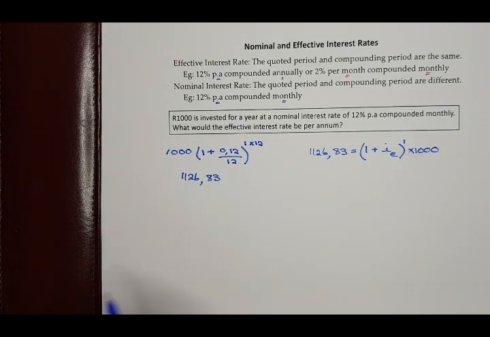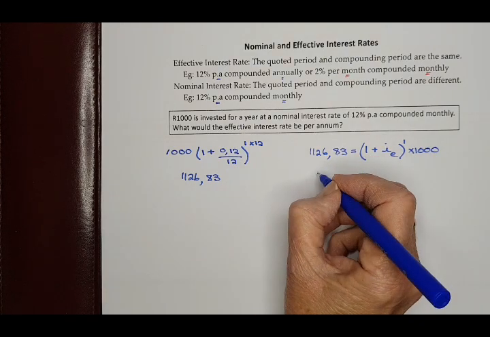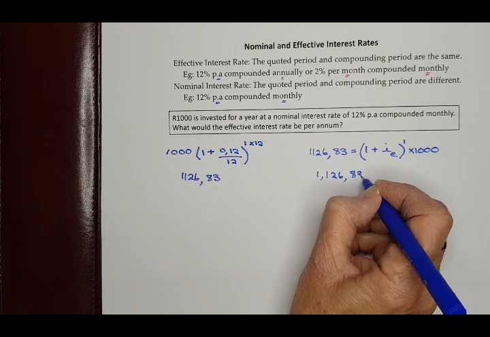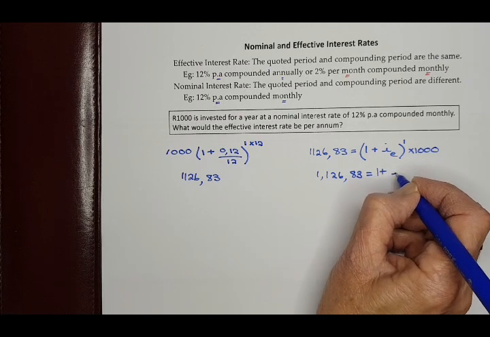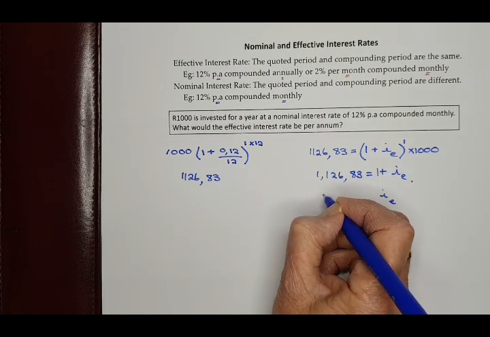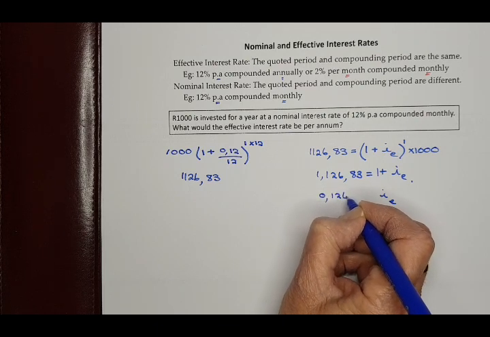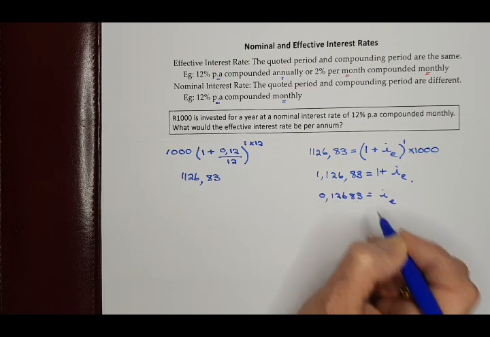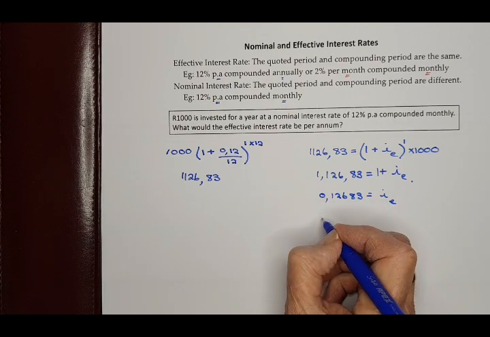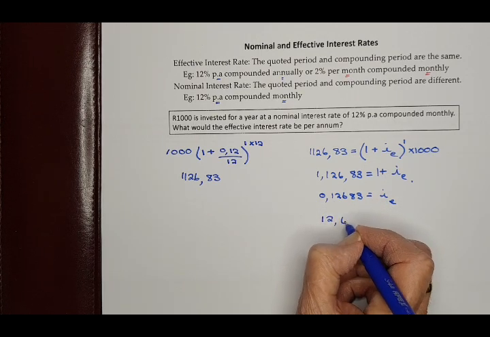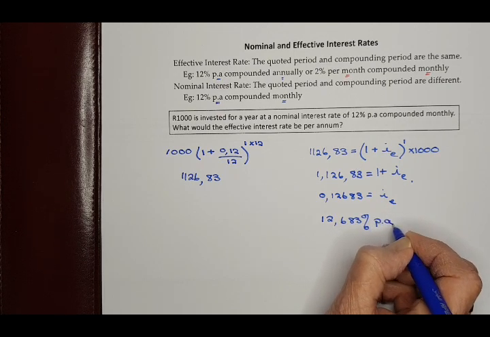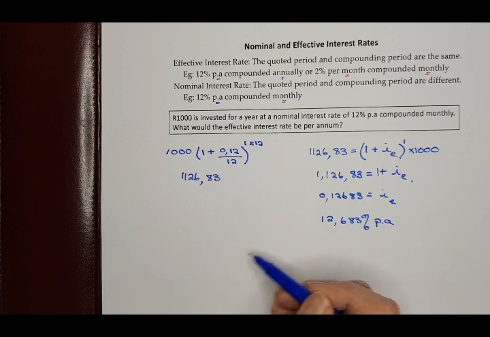So when we solve that equation, we're going to divide both sides by 1,000. So we get 1,126,83 is equal to 1 plus our effective interest rate. Our effective interest rate would be 0,12683. We usually quote our interest rate as a percentage, so it would be 12,683% per annum compounded annually.